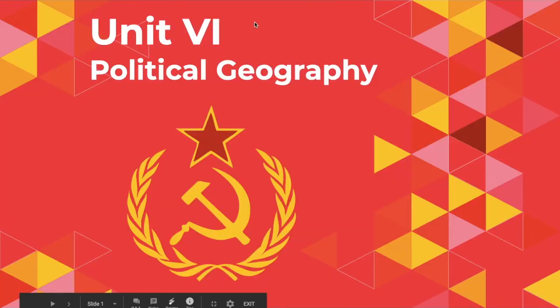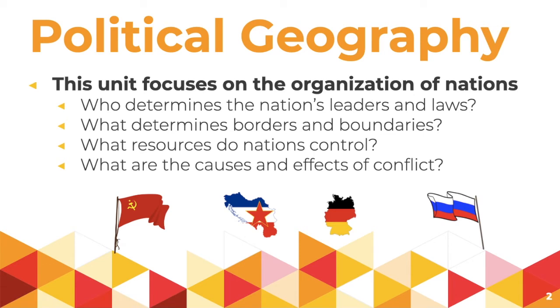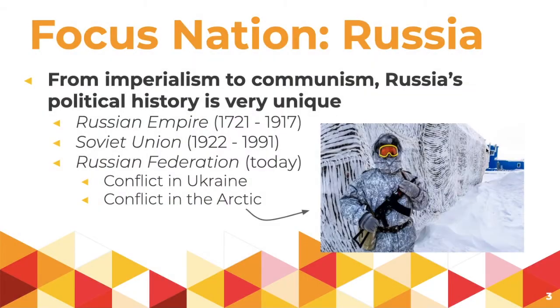So Unit 6 is really interesting because we get to look at things like who determines a nation's leaders and laws, who determines the borders and boundaries that separate nations and establish new states? What resources do various nations control and how do they benefit from those resources? And of course, how does conflict come into play? And so we're going to look at all of these things and more throughout Unit 6.